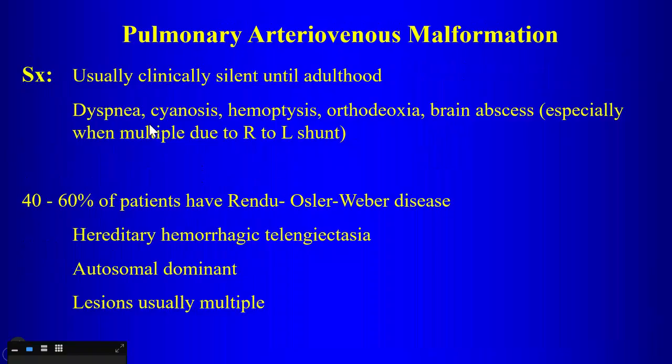All right. Symptoms can be shortness of breath, cyanosis, hemoptysis, orthodeoxia in the upright position, because these tend to be at the lung bases. That can increase the blood flow in the upright position through the AVM, which can lead to hypoxia. Brain abscesses, that's because of the right to left shunting. The association is Rendu-Osler-Weber disease or hereditary hemorrhagic telangiectasia, which is autosomal dominant. In that case, there are multiple. So if you find one pulmonary AVM, very carefully look at the entire lung for additional lesions.